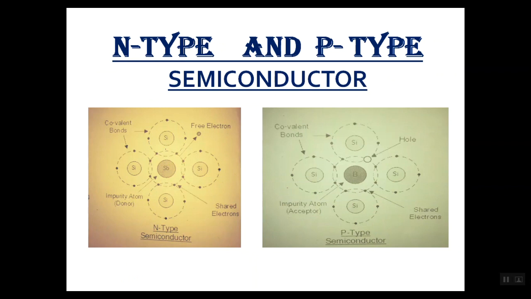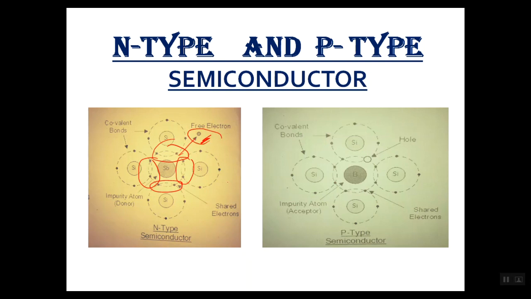Please cooperate. Now see, as I discussed, this was silicon 1, 2, 3, 4. Here also it is silicon 1, 2, 3, 4. Now antimony was having 5 electrons in its outermost orbit. So 4 electrons made covalent bond with silicon. See, these 4 electrons have made covalent bond with the silicon atom. Now 1 electron is extra, which is here.